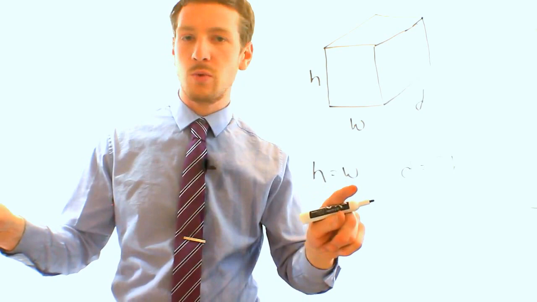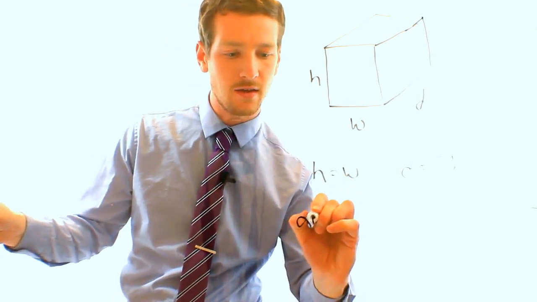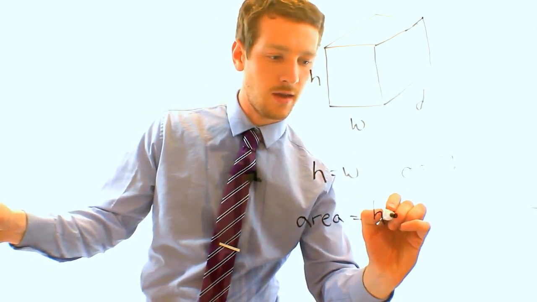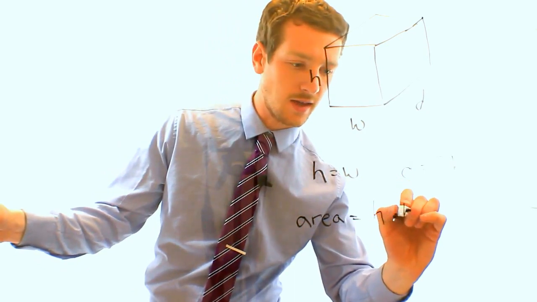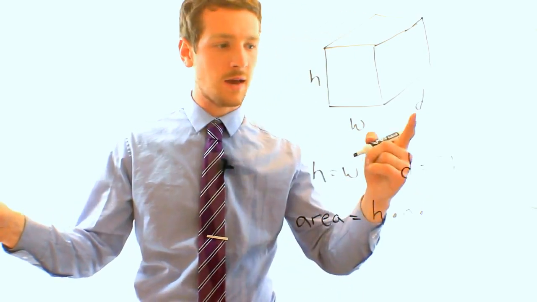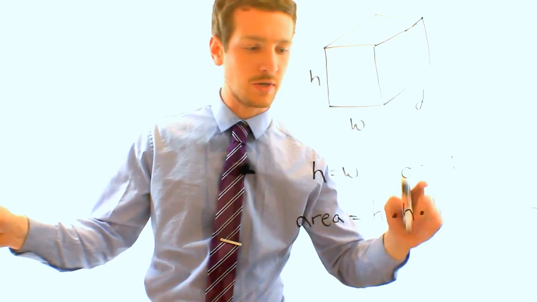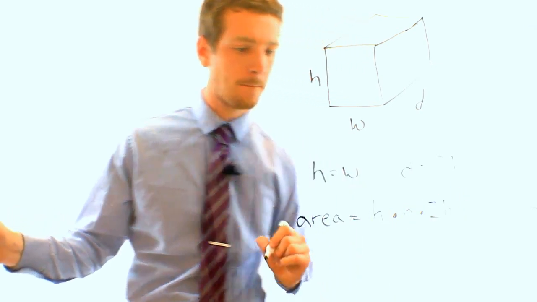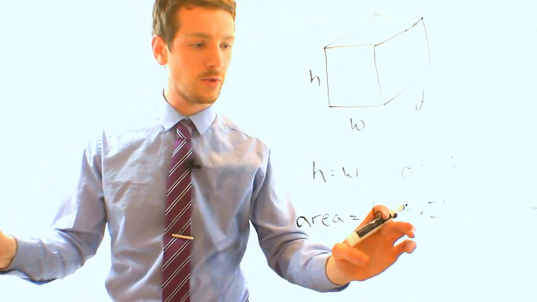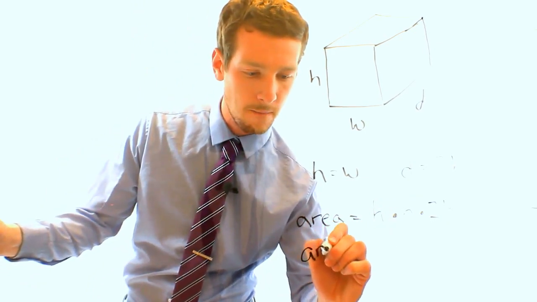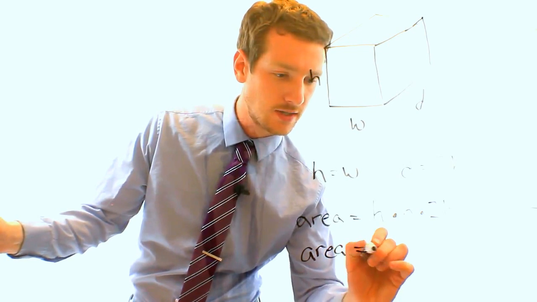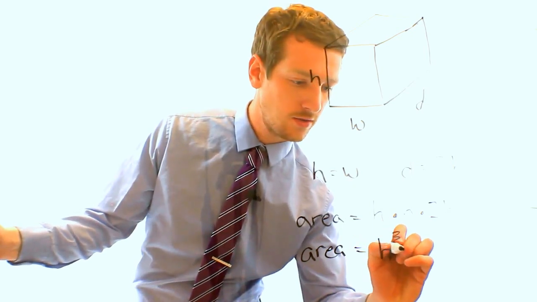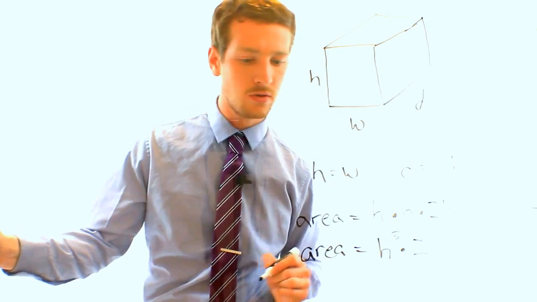Well, if height and width are the same, then we can say that the area is equal to height. And instead of saying width, I'm going to say it's times the height again, times the depth. And instead of depth, I'm going to use 2h, because depth is equal to 2 times h. So if I wanted to simplify that, I've got 3 h's. So once again, I can say that the area is equal to h cubed, but I've also got this 2 here. So it's h cubed times 2.